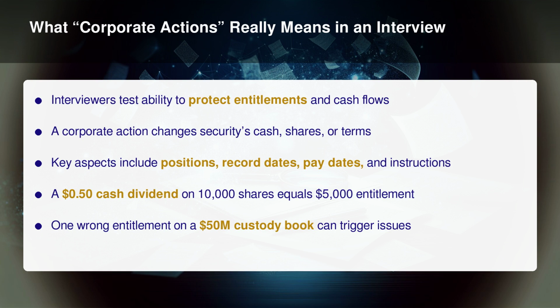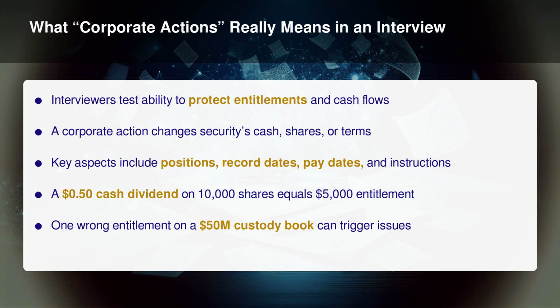A corporate action is any issuer event that changes a security's cash, shares, or terms. Think dividends, splits, rights, tenders, mergers. The key is operational impact: positions, record dates, pay dates, and instructions. For example, on a 10,000 share position, a 50-cent cash dividend is a $5,000 entitlement, unless you mishandle the date logic and assign it to the wrong holder.